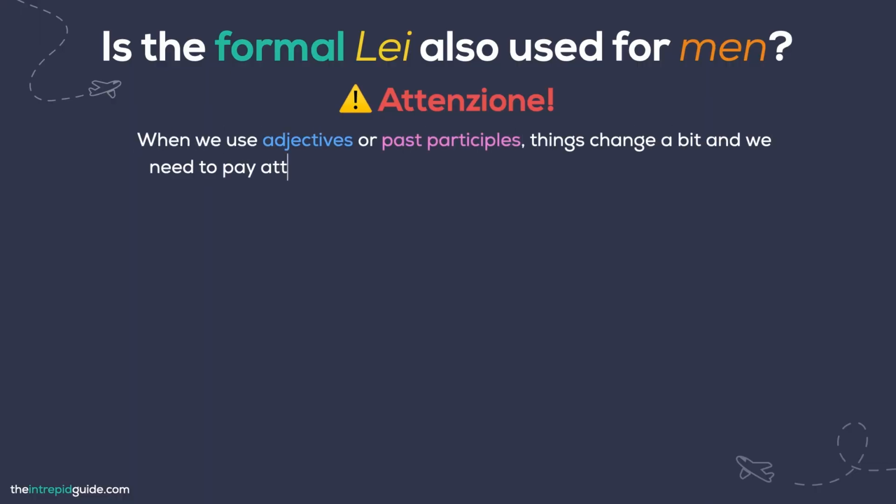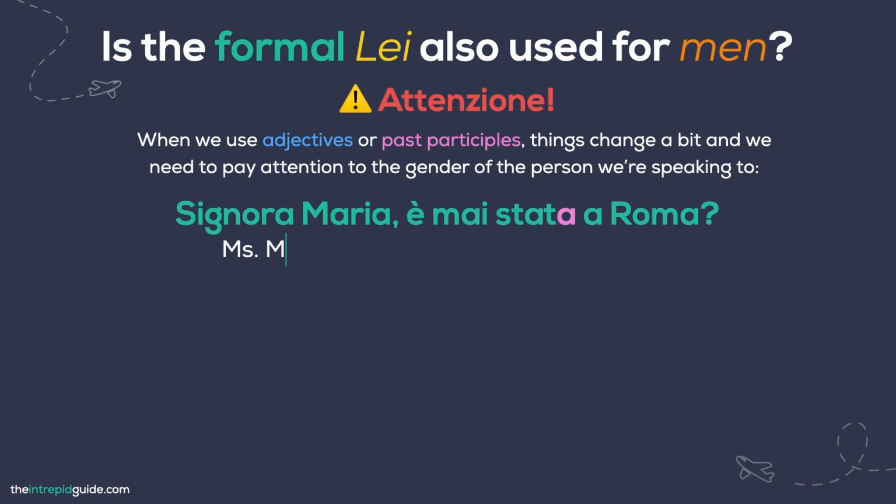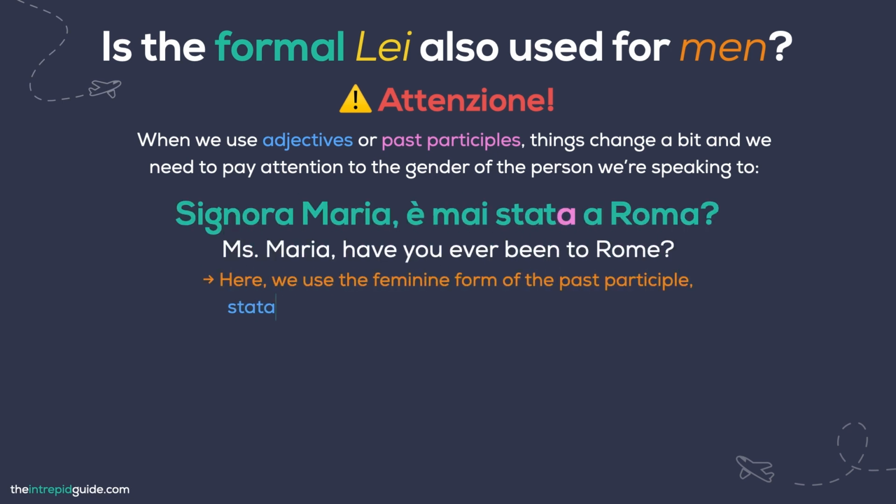However, when we use adjectives or past participles, things change a bit and we need to pay attention to the gender of the person we're speaking to. Take a look at these examples. Signora Maria, è mai stata a Roma? Miss Maria, have you ever been to Rome? Here we use the feminine form of the past participle, stata, for been, because we are talking to a woman.